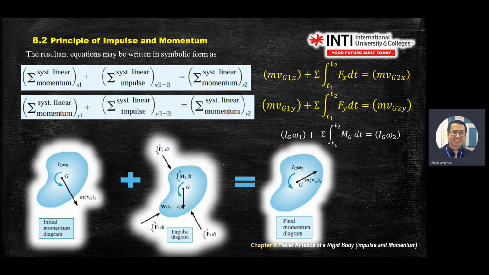But the concept here is the same. For linear momentum, linear means you move in a straight line. When you move in a straight line, you can resolve into x direction and y direction. So that's why your equation here can break into x and y.